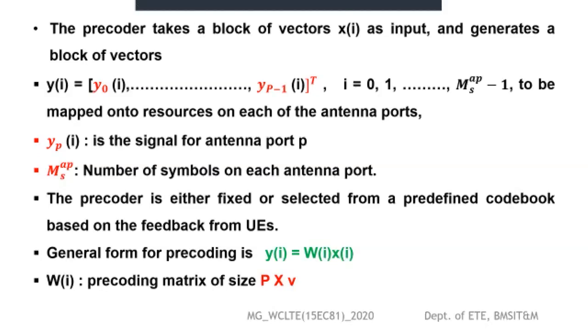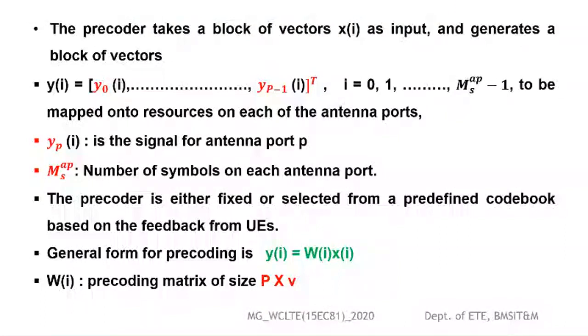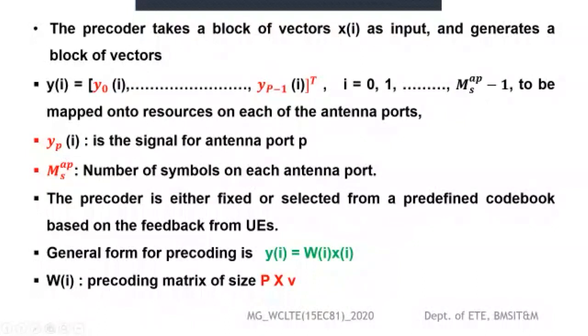The precoder may be fixed or selected from a predefined codebook, based on the feedback from the user equipments. In general, what we can write for precoding is that the output of the precoder is y of i, which is equal to W of i into x of i, where W of i is the precoding matrix, and the size of the precoding matrix is P by v. P is the number of antenna ports and v is the number of layers.